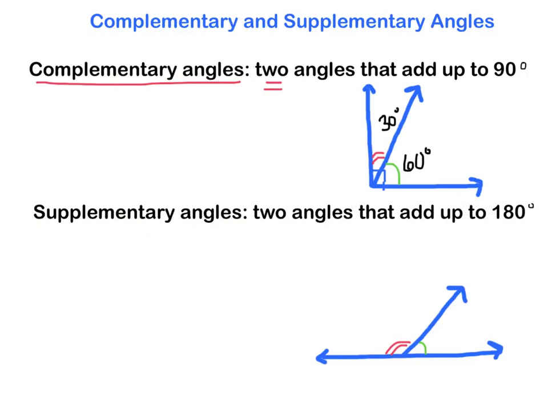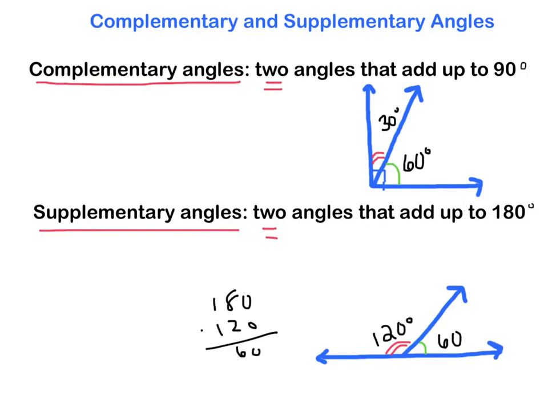The other type that we'll study today are supplementary angles. Supplementary are when we have two angles that together add up to 180 degrees. So if the red angle was, say, 120 degrees, then we could find the green angle by taking 180 minus 120, and you would get 60 degrees.